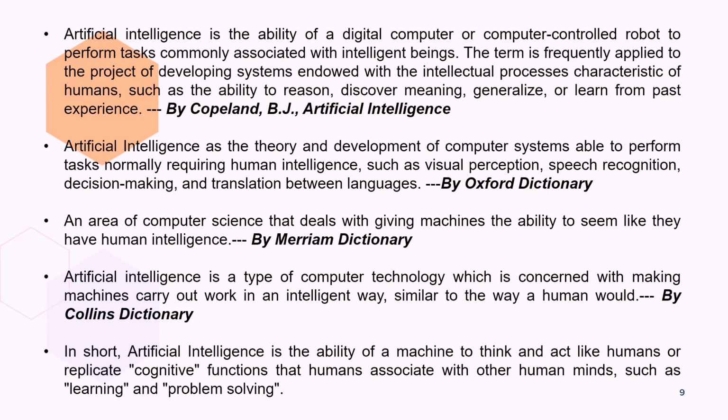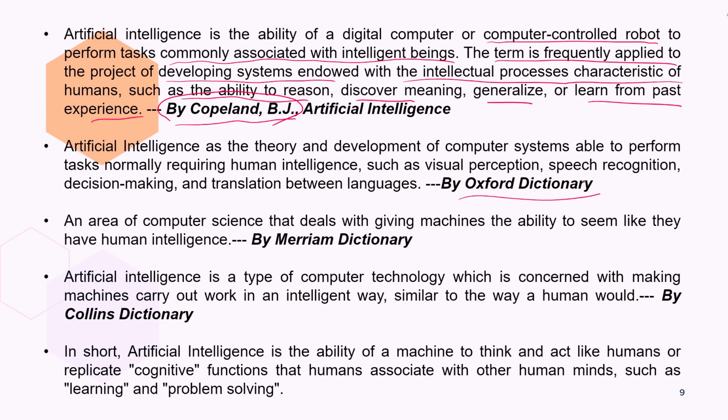Well, artificial intelligence is the ability of a digital computer or computer-controlled robot to perform tasks commonly associated with intelligent beings. The term is frequently applied to the project of developing systems endowed with the intellectual processes characteristic of humans, such as the ability to reason, discover, generalize, or learn from past experience. So this is the definition of artificial intelligence given by Copeland. We have a few more dictionary definitions available.